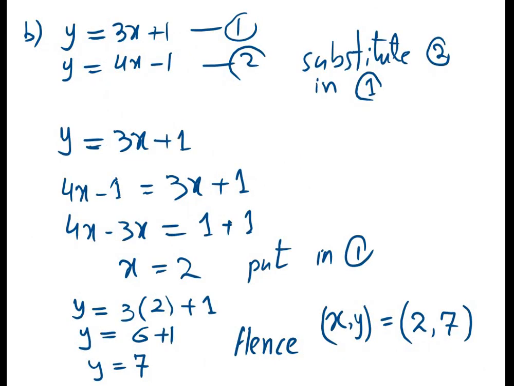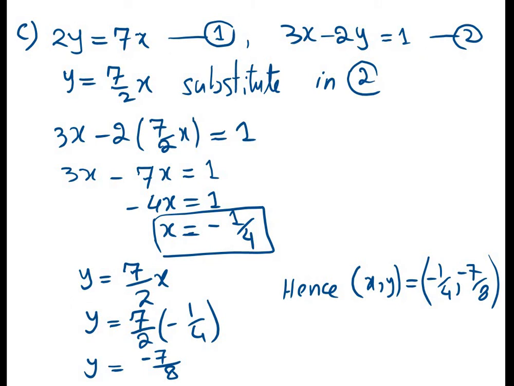The next one is y is equal to 3x plus 1, and y is equal to 4x minus 1. Again, we already have y. Take y from either 1 or 2 and substitute it in the other one. So y is equal to 3x plus 1, equation 1. We substitute that in equation 2, so for y we put its value, 3x plus 1. Solve it for x, and then put the value of x in either of these two equations to find the value of y.